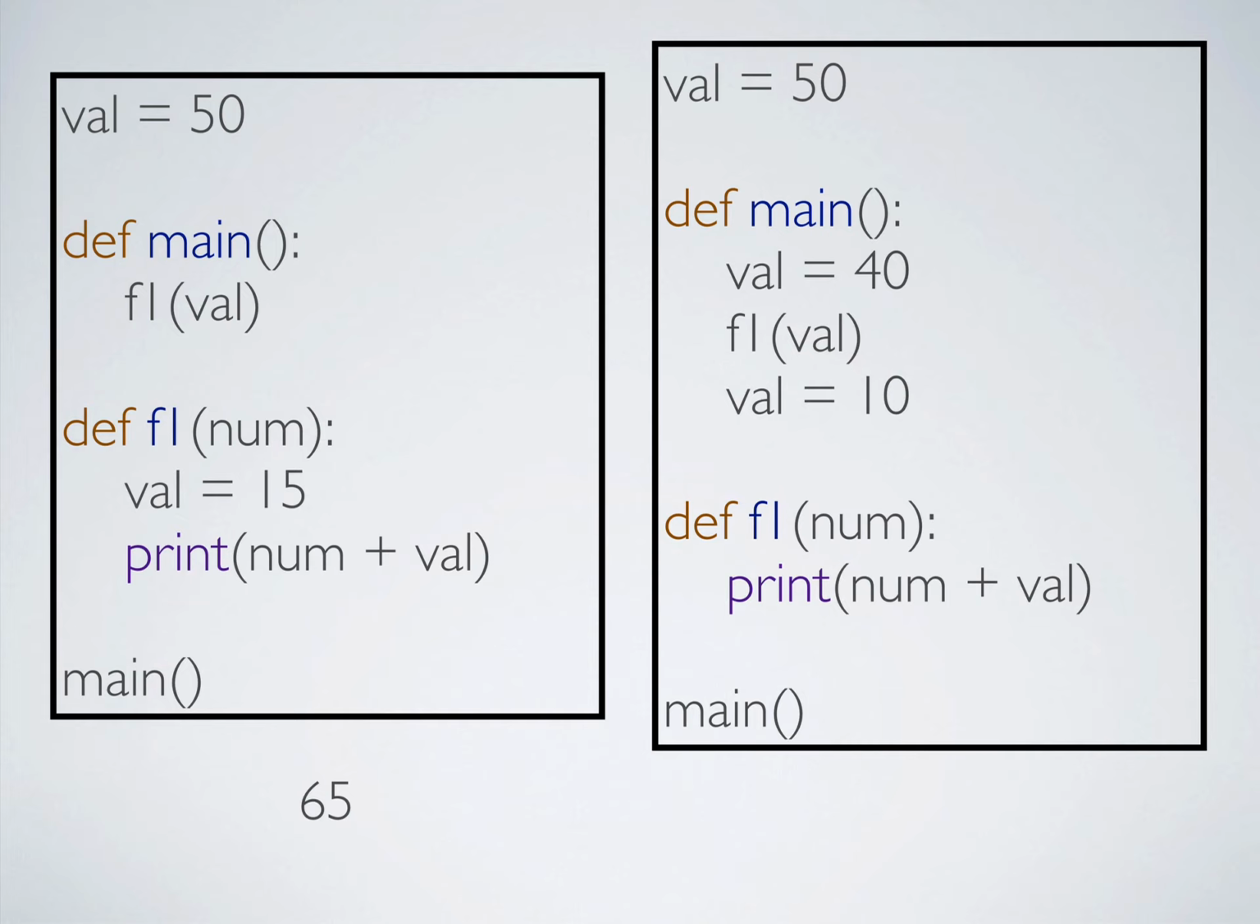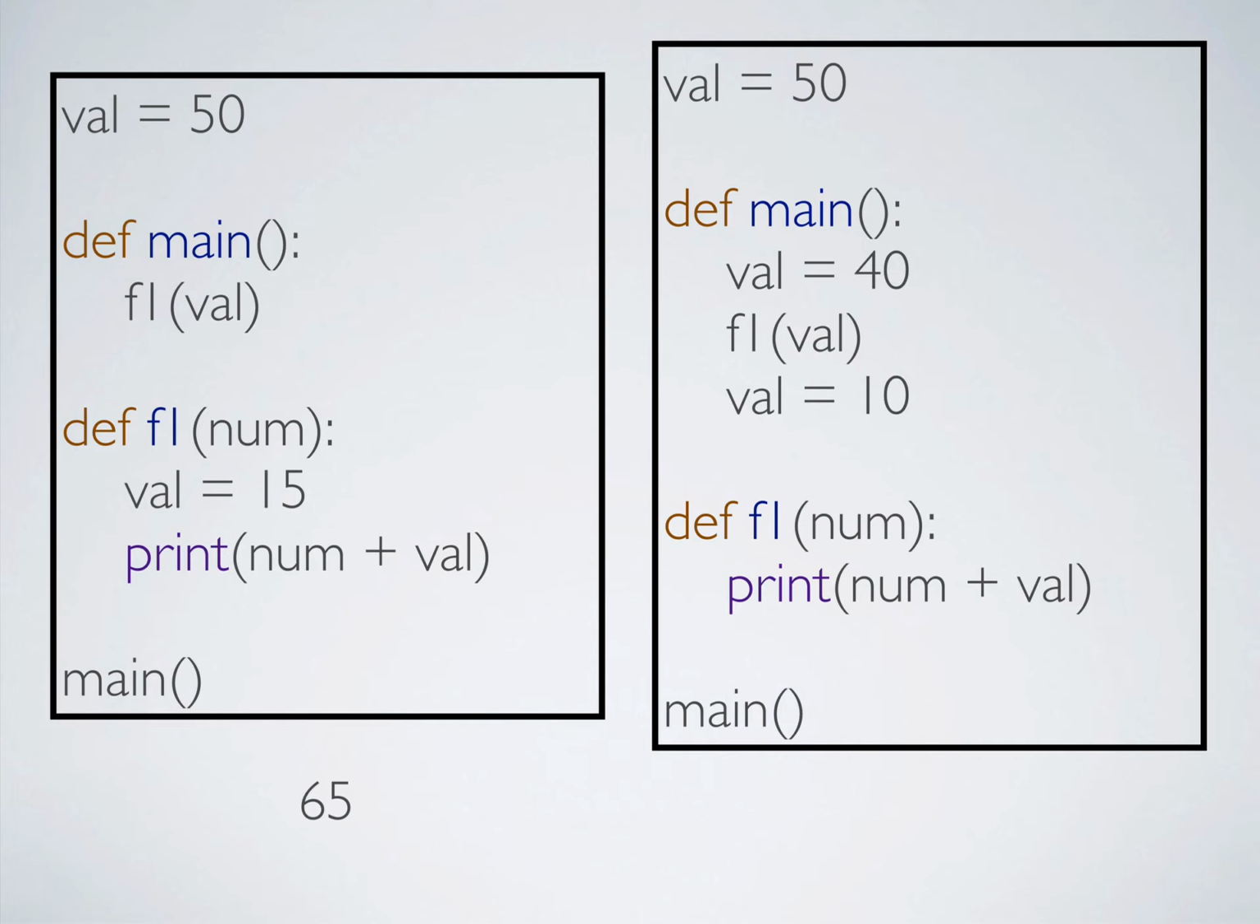Inside main, there is a call to f1. This function call to f1 has 1 argument, which is val, which is 50. So then when we call f1, that parameter variable num gets the value 50. Val is 15, and then you print num plus val, which is 50 plus 15, you get 65. That's the first one.